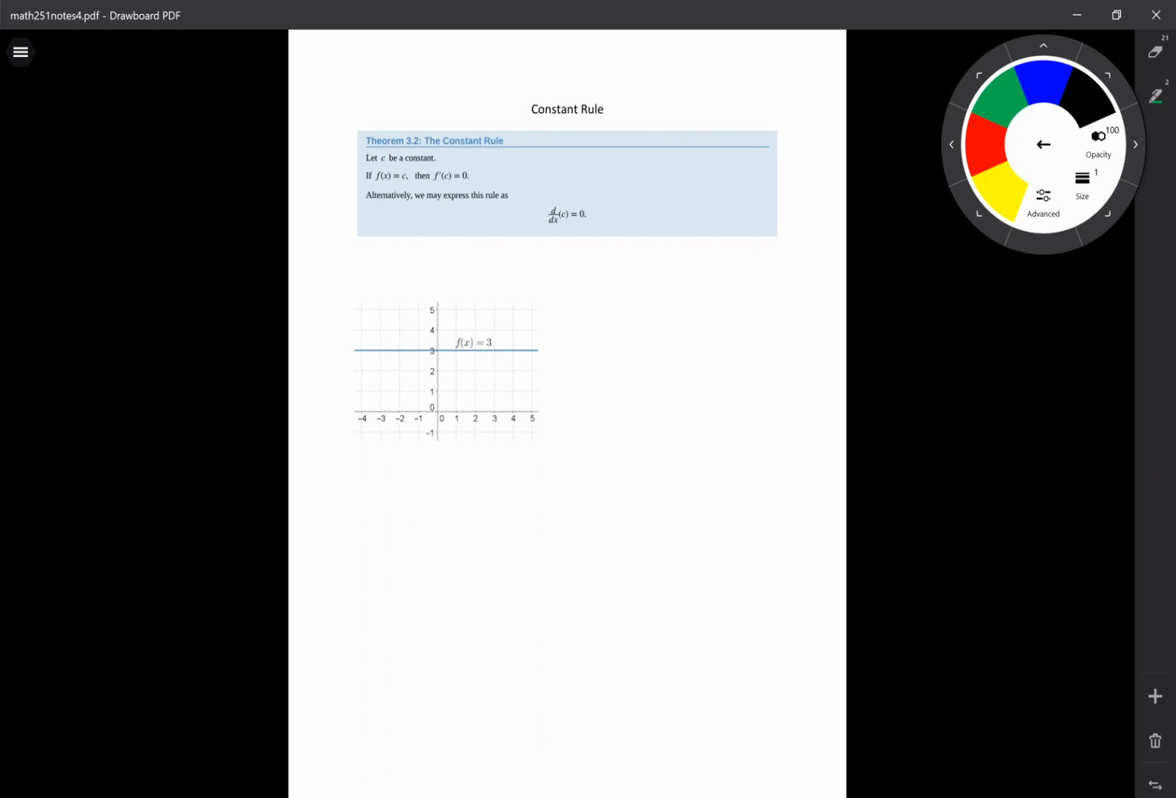If we really wanted to think about this in terms of the difference quotient, right, where the slope is equal to the difference in the y values divided by the difference in the x values. Well, let's pick the x values 2 and 4 here in this graph. Well, the y values are both 3, right? 3 minus 3 divided by 4 minus 2, which will always give us a 0 on top, right?